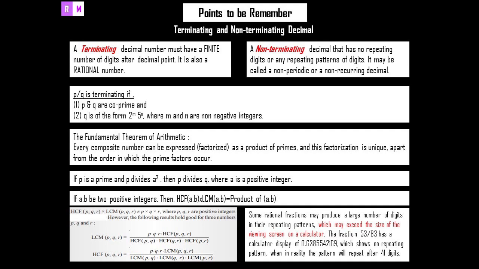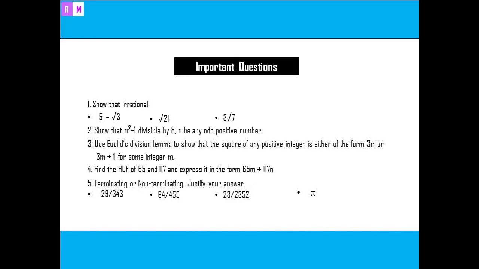It states that every composite number can be expressed as a product of primes. The product of the HCF of two numbers and the LCM of two numbers is equal to the product of the numbers. Here are some important formulas of HCF and LCM with some examples of repeating numbers. Some important questions covering all the topics of this chapter are given here. Try to solve them.